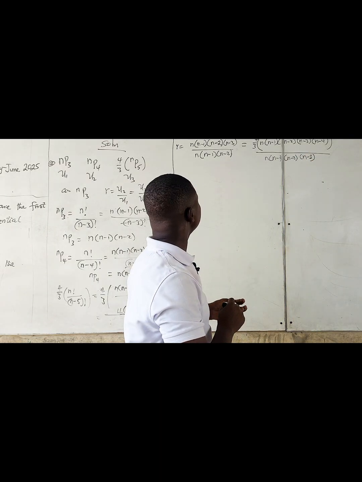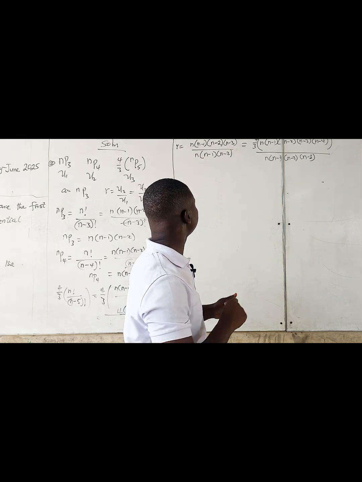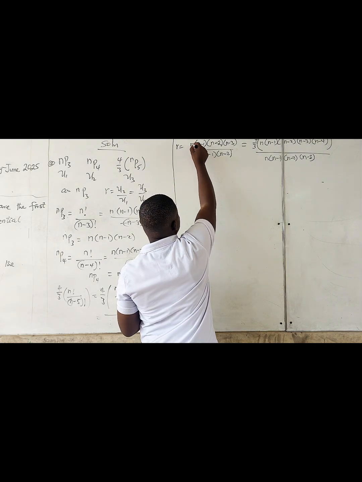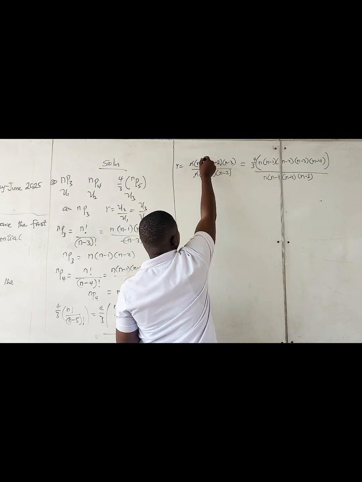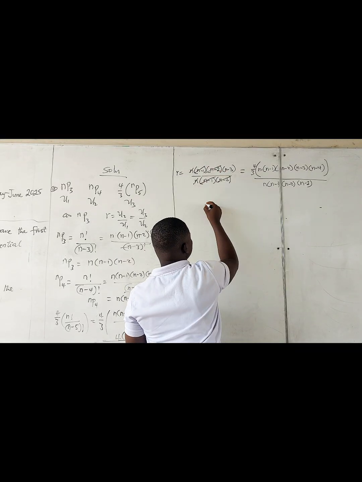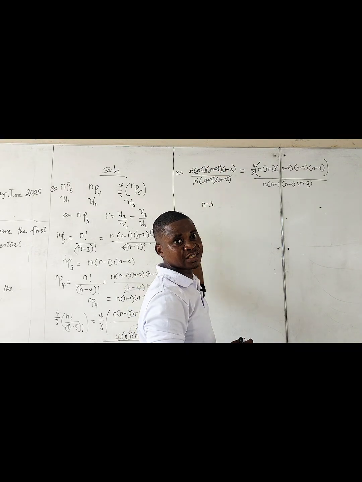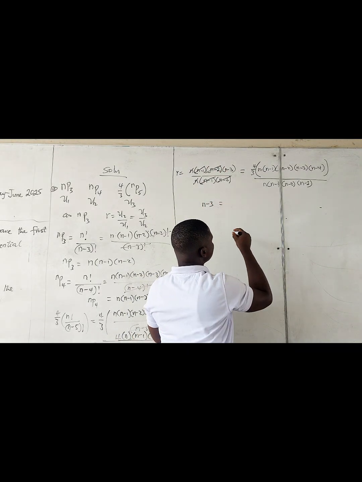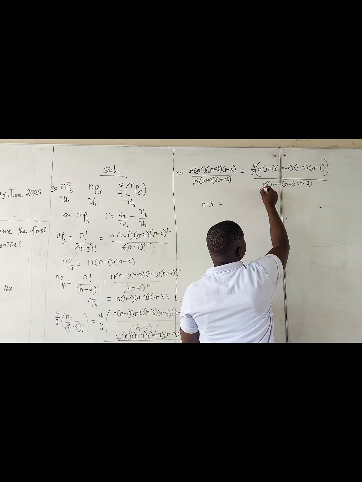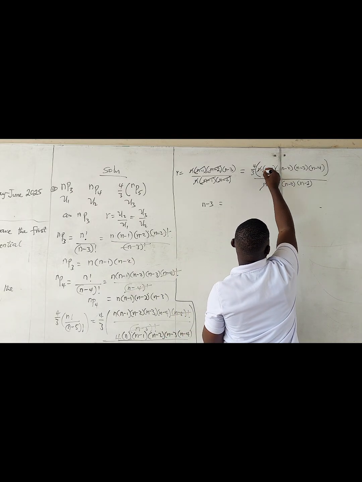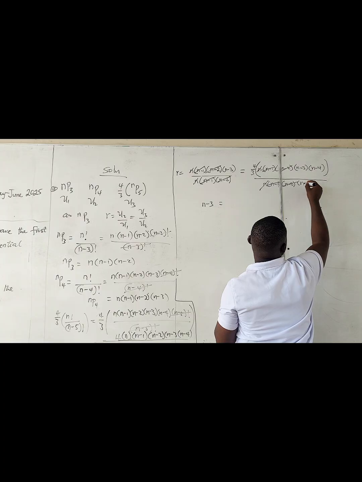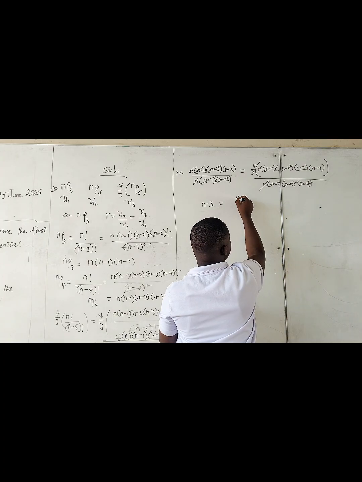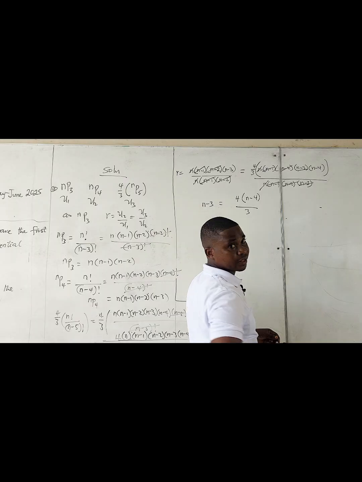So at this place, we need to do some cancellation to make it very simple. You realize this n will cancel this n. This one will cancel this, and this will cancel. We have n minus 3 on the left hand side is equal to, now at this stage, this cancelling this goes with this, that, and that. So we have 4 into bracket n minus 4 all over 3, 4 over 3, that's it.